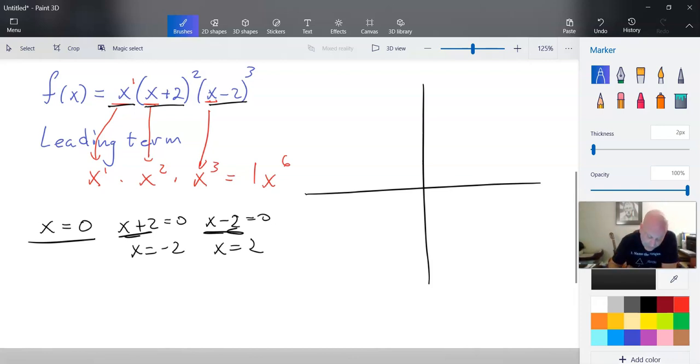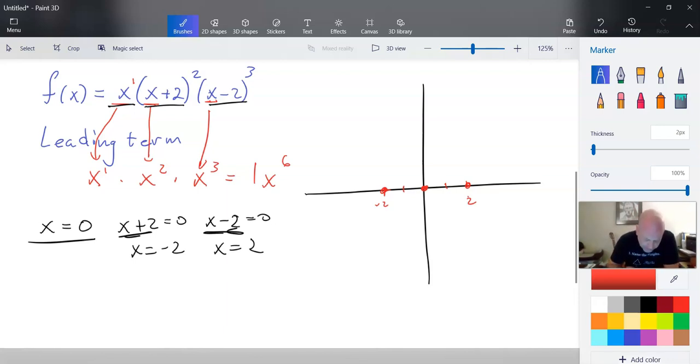Nonetheless, that means we have 0, -2. So we have one there at -2, and then one at +2. Okay, so I have 3 different roots here. Now, that means that it either crosses or bounces off the x-axis at each one of these spots. So we need to figure out what type of crossing each one makes.